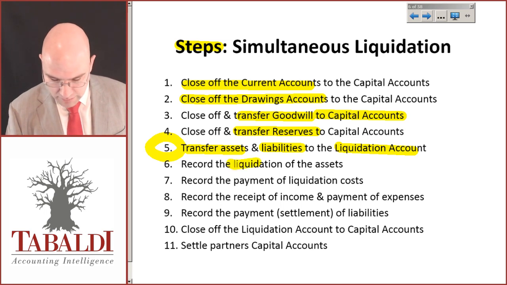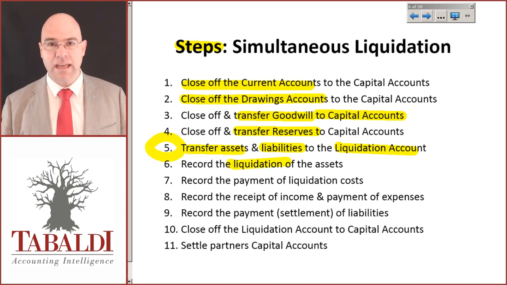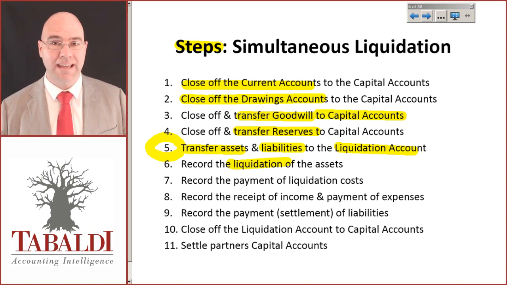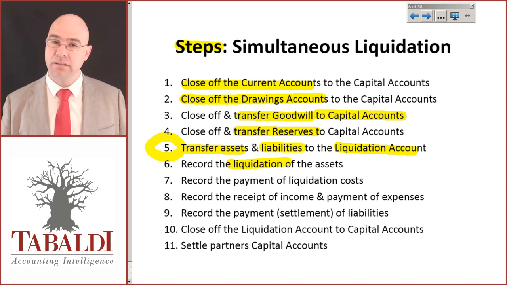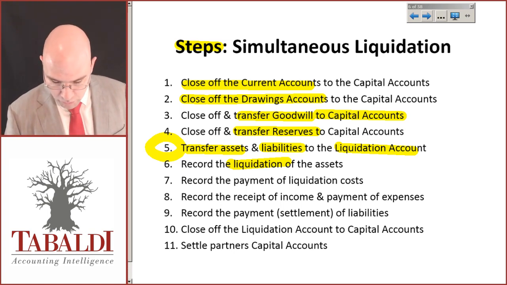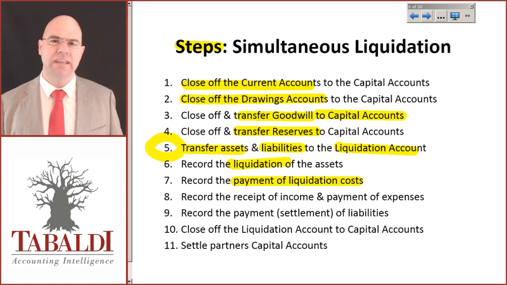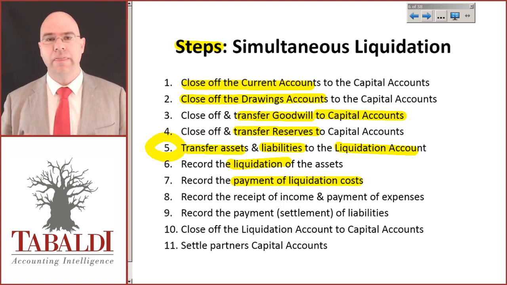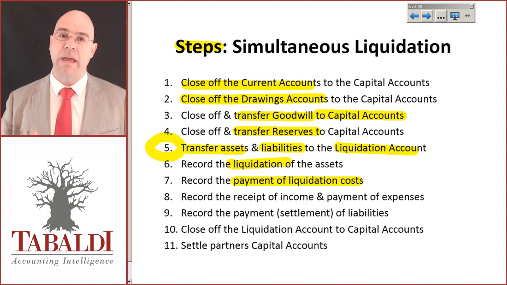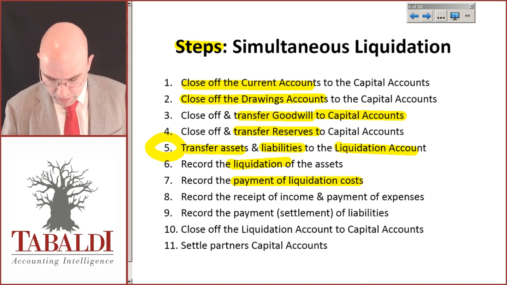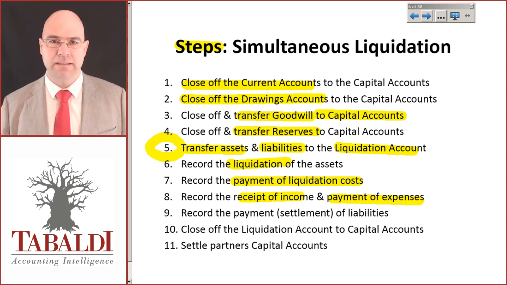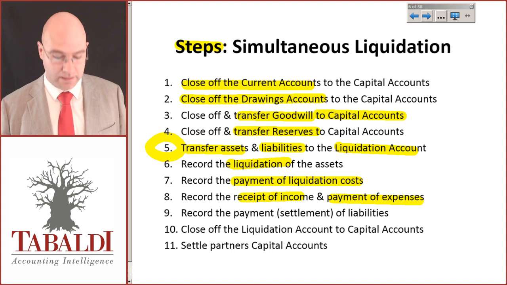Then you must record the actual liquidation of the assets. You're going to sell the assets and you will receive cash. Nice and easy. You will do this also in the liquidation account and in the bank account. Cash coming into the bank account, debit bank. Credit the liquidation account. Then you must record the payment of liquidation costs, auctioneer's fees, executor's fees, whatever. Okay? They get paid first. Anyone involved in the cost of liquidation, they get paid first. They get preference. Then you record any receipt of income or payment of expenses that are still happening while you may be liquidating. Okay? Again, through the liquidation account.